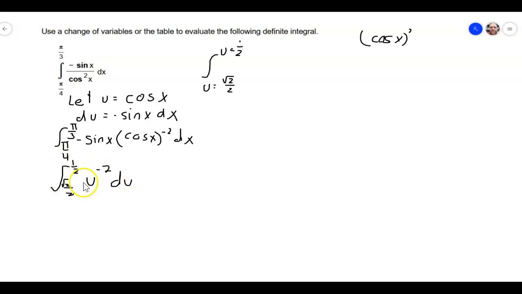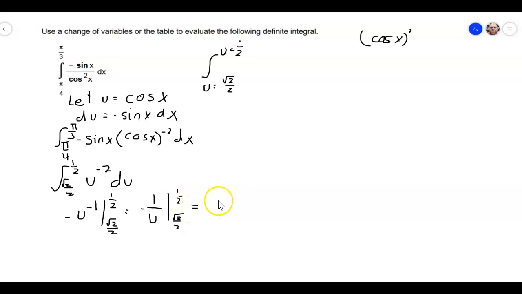So we're just going to apply the power rule for antiderivatives here. So this is just going to end up being what? Add 1. So that's -1, and then divide by -1. So we're going to end up getting negative u to the -1. And we're going to evaluate that from square root of 2 over 2 all the way up to 1/2. So it should look something like this. So this is going to be -1 over u, evaluated from square root of 2 over 2 to 1/2.